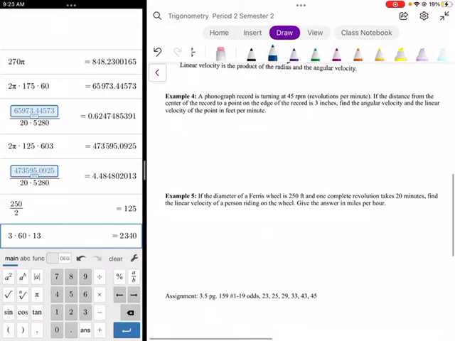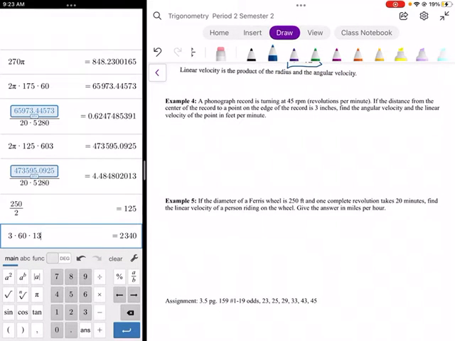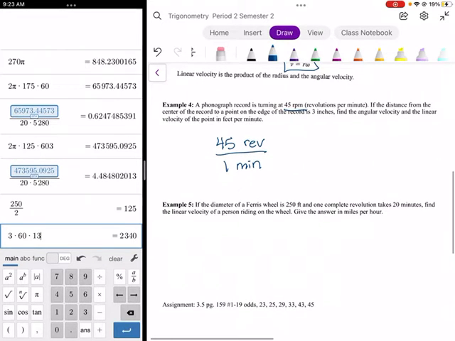Example 4. For this one, we have a phonograph record turning at 45 RPM, which means revolutions per minute. So that's where we're going to start our problem, with 45 revolutions over 1 minute. If the distance traveled from the center of the record to a point on the edge of the record is 3 inches, so that's our radius. And if you remember, our radius is equal to 1 radian. So we know that we would have 3 inches over 1 radian.